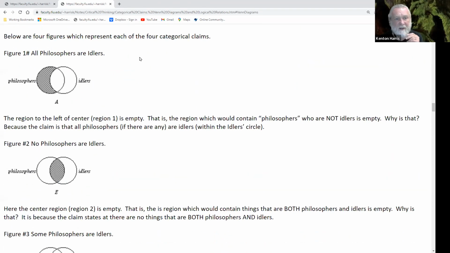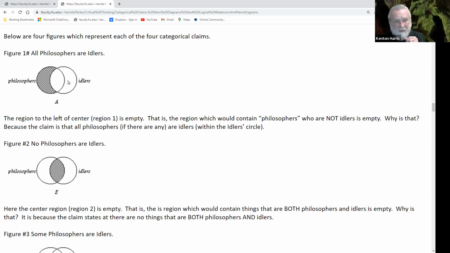All right, so let's take our claims. We're going to take an A claim first, and the claim we're taking is all philosophers are idlers. Well, we have 2 classes, so we need our 2 circles, and here they are. Here's our subject class, philosophers. Here's our predicate class, idlers. Now, what is our statement saying? Our statement is saying that all philosophers are idlers.